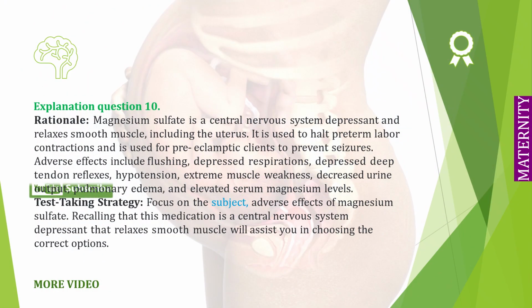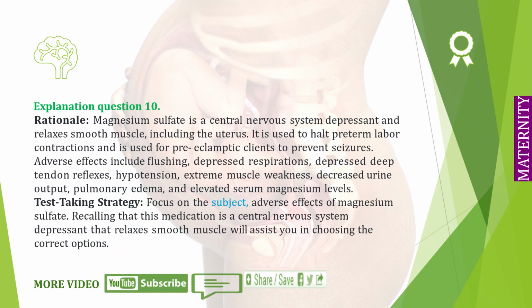Explanation. Question 10. Rationale. Magnesium sulfate is a central nervous system depressant and relaxes smooth muscle, including the uterus. It is used to halt preterm labor contractions and is used for preeclamptic clients to prevent seizures. Adverse effects include flushing, depressed respirations, depressed deep tendon reflexes, hypotension, extreme muscle weakness, decreased urine output, pulmonary edema, and elevated serum magnesium levels.